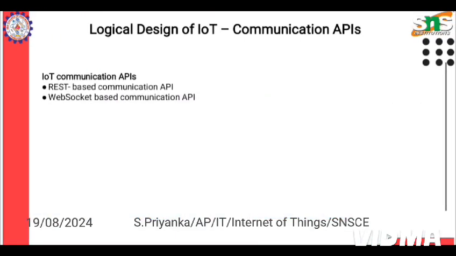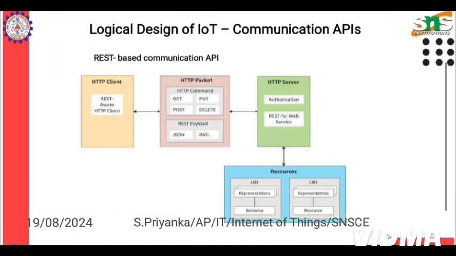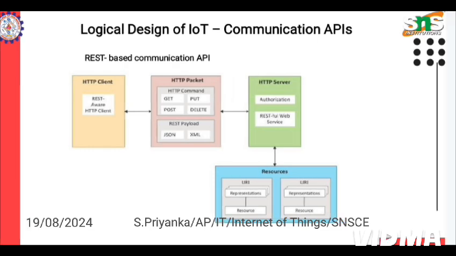Next comes the IoT communication APIs. It mainly consists of REST-based communication API and WebSocket-based communication API. These are the REST-based communication APIs. REST, representational state transfer, is a set of architectural principles designed for web services and web APIs. It mainly consists of HTTP client, HTTP request, HTTP server, and the resources.